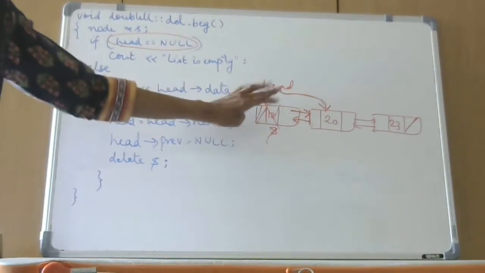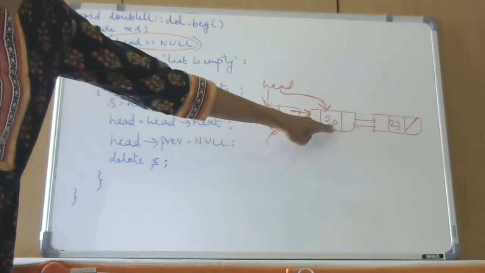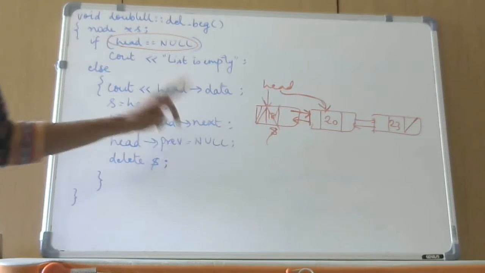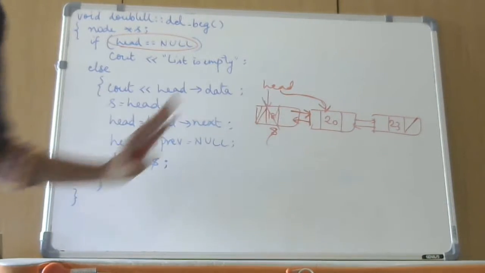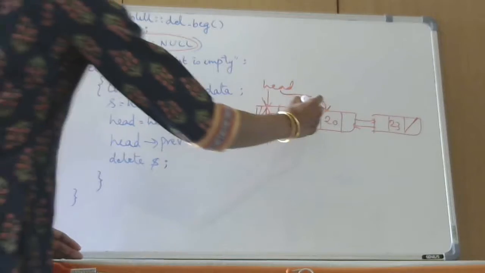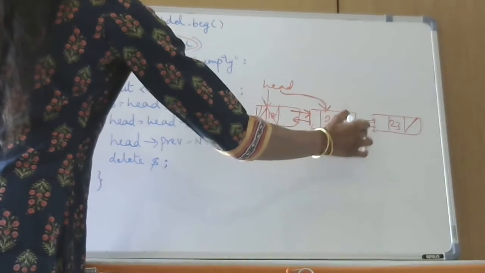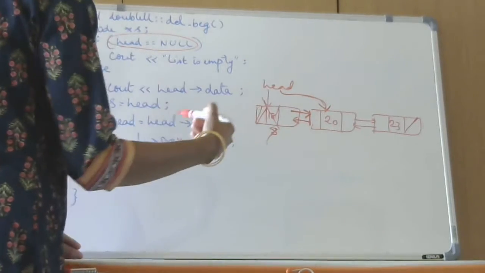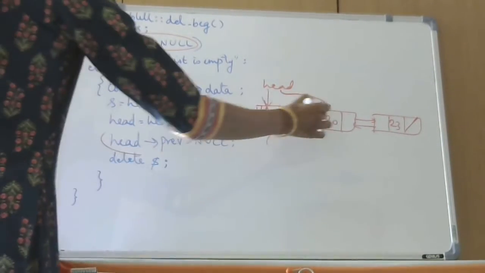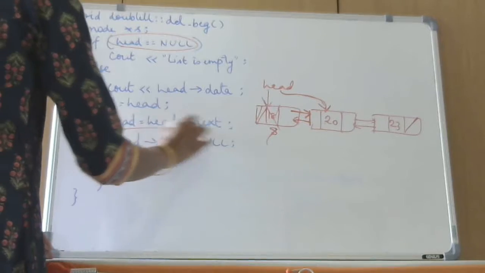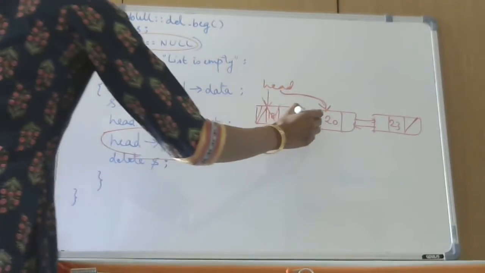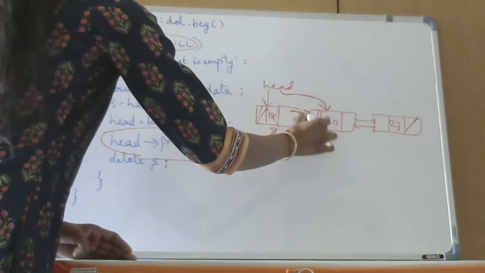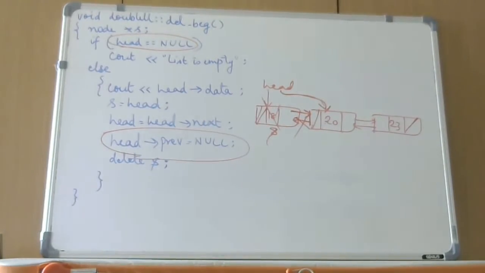So this is gone now, and head should now be pointing to 20. How do I access 20? 20 is nothing but head of next, so head will point to head of next. I told you this node will now become the first node, so previous of this node should be null. The new head is 20, so head of previous is equal to null. This can't point here anymore. Are you getting it?